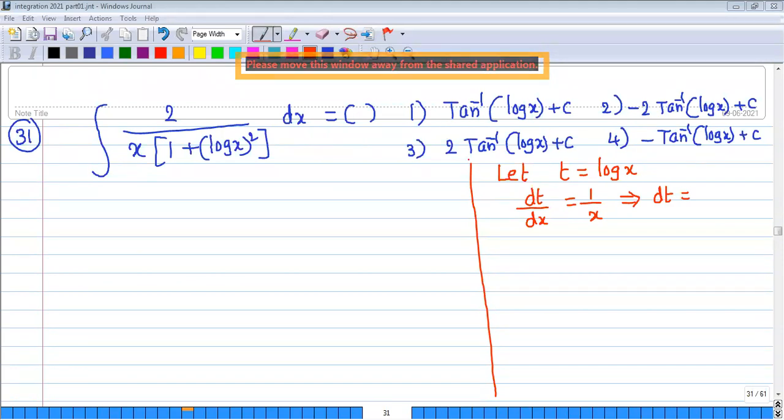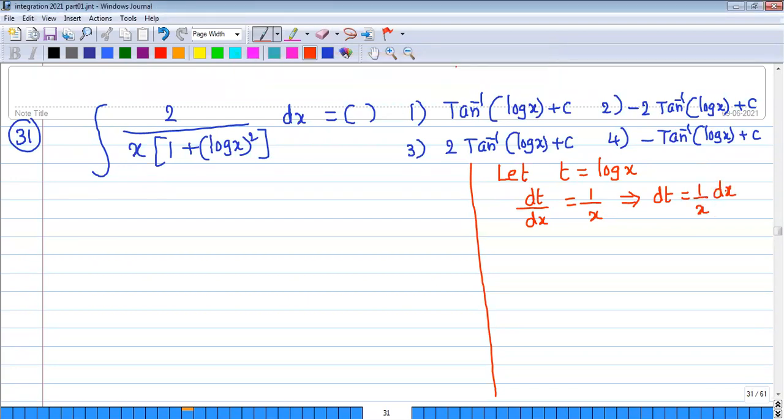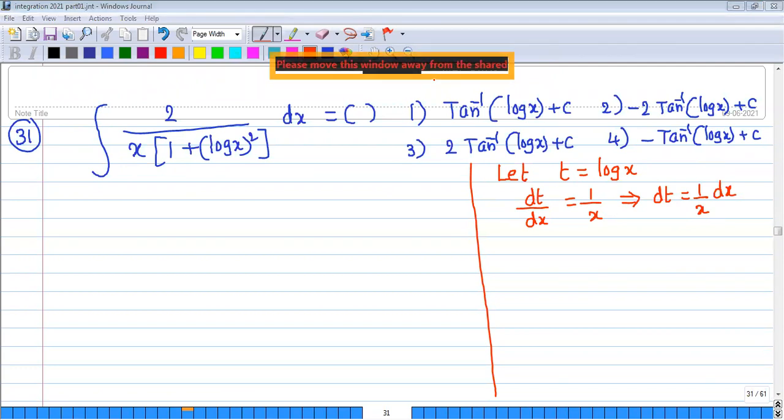Okay, let us start. t is equal to log x, dt by dx is equal to 1 upon x, dt is equal to 1 upon x dx. Right?